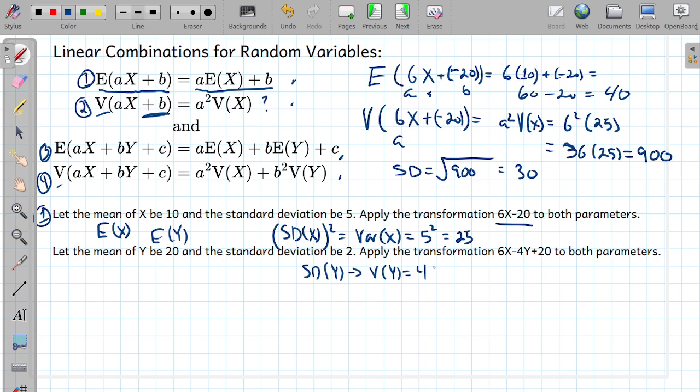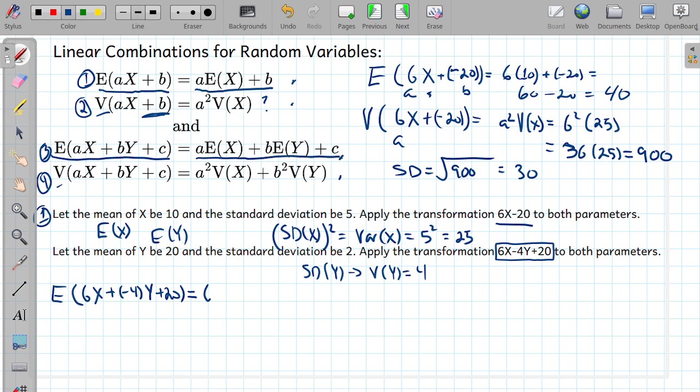We're going to look at equation 3 to do the expected value. We're going to have E of, so remember, we are using this transformation now: 6X minus 4Y, so now we're going to go plus negative 4Y plus 20. So that's this piece. Now we're going to rewrite it as this piece.